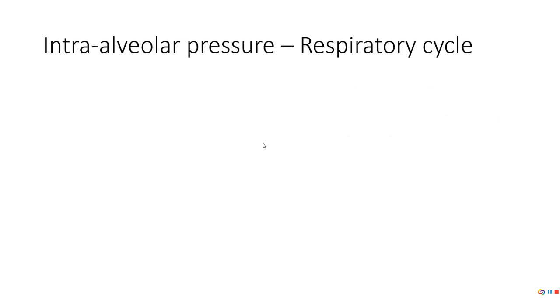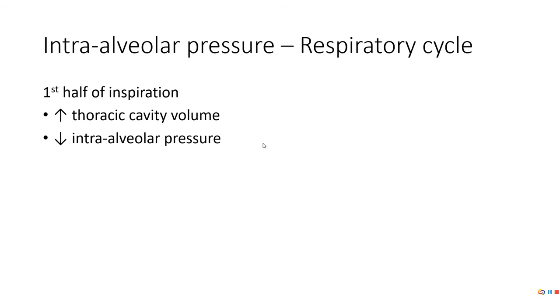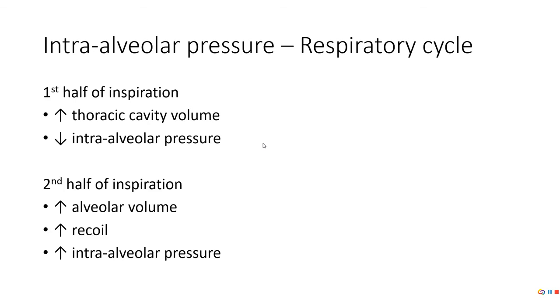Okay, and so during the first half of inspiration you've got a decreased intraalveolar pressure due in large part to that increase in volume. Okay, so that's causing the decrease. But during the second half of inspiration we're filling those alveoli up with air. That's increasing the recoil pressure in the alveoli, so that leads to an increase in pressure. It's like a balloon. The more that you fill up a balloon, the harder it is to add more air because there's greater recoil pressure.